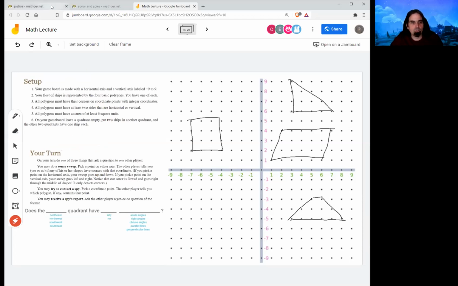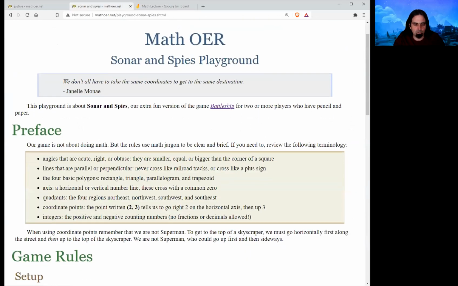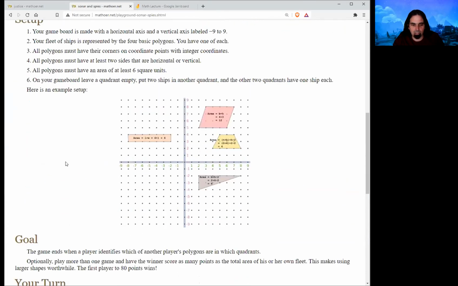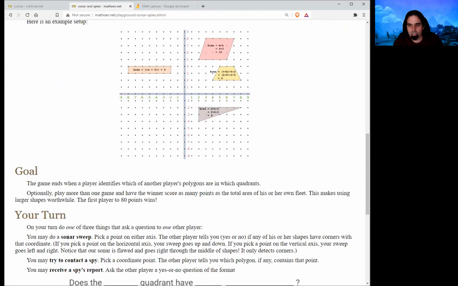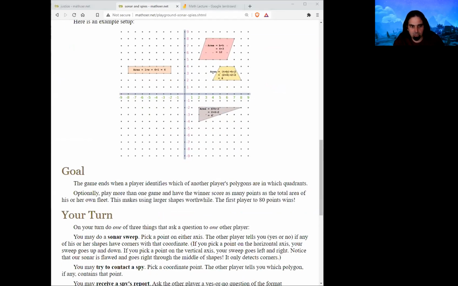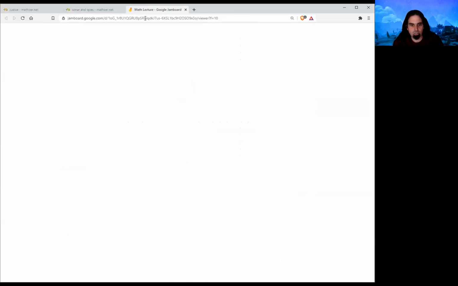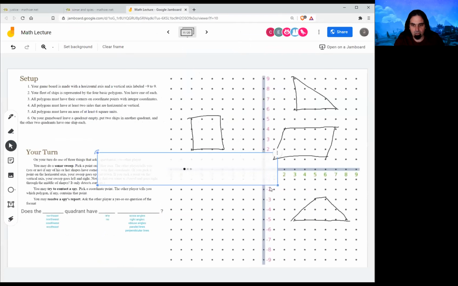I should put the goal. So the goal of this isn't to be like Battleship. If you're playing the actual game of Battleship with your kids, it's kind of annoying and slow because you have to hit every spot on their ships to sink them. We are not going to do that. Our goal is much simpler.